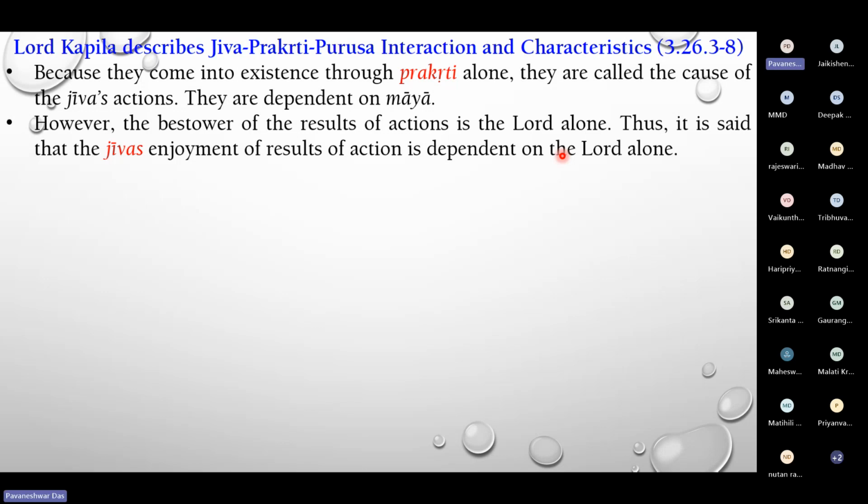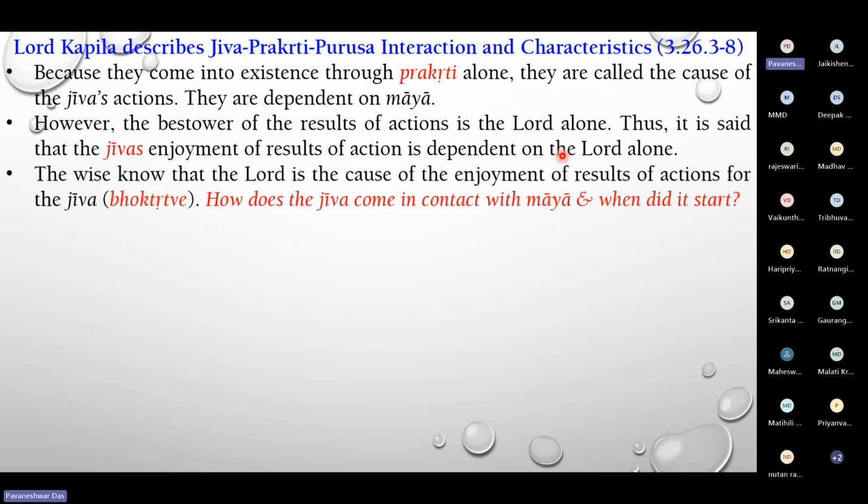However, though activity is being done by the body, the bestower of the results of actions is the Supreme Lord alone. Thus it is said that the Jiva's enjoyment of the results of actions is dependent on the Supreme Lord alone. The wise know that the Lord is the cause of the enjoyment of the results of actions for the Jiva. Bhoktrutve. The Supreme Lord is the sanctioner of our enjoyment or misery in this material world. Then the question might come, how does the Jiva come in contact with Maya?